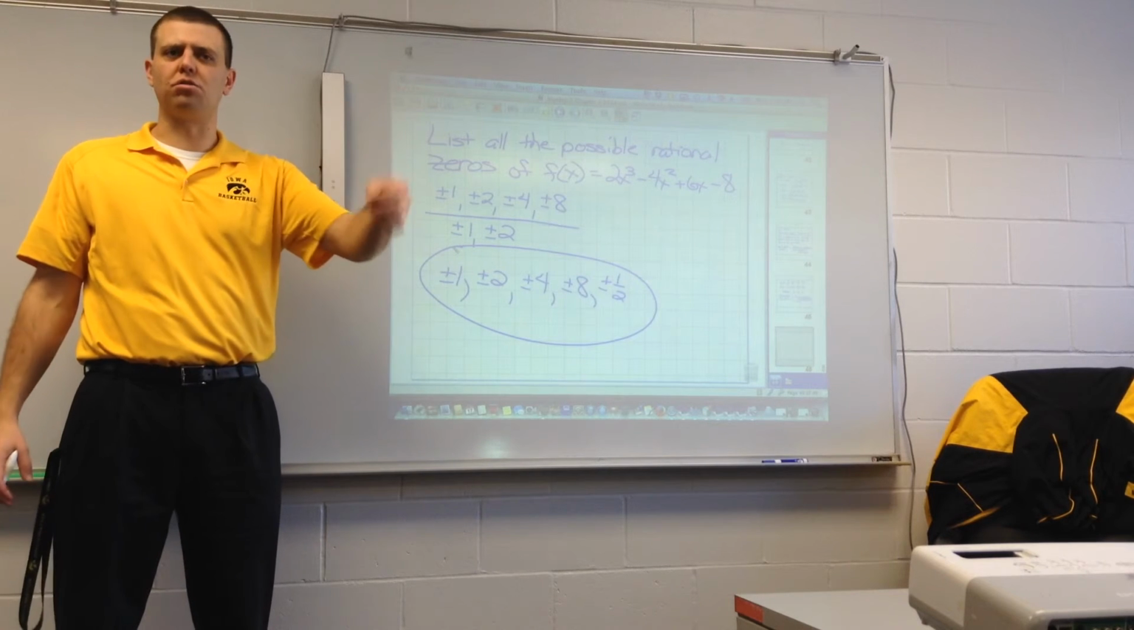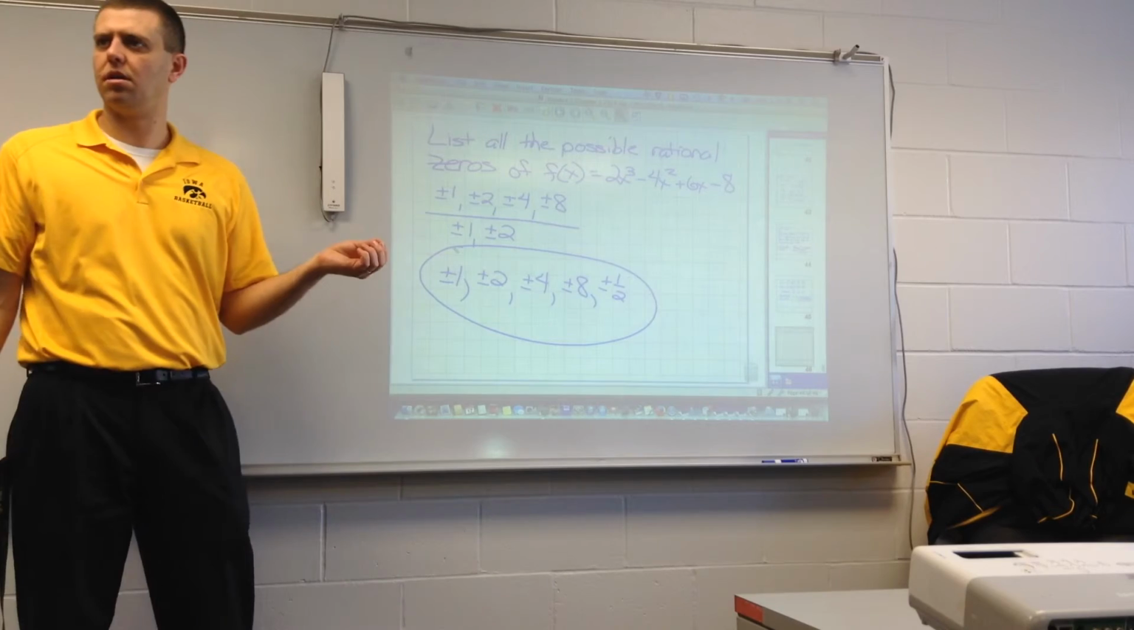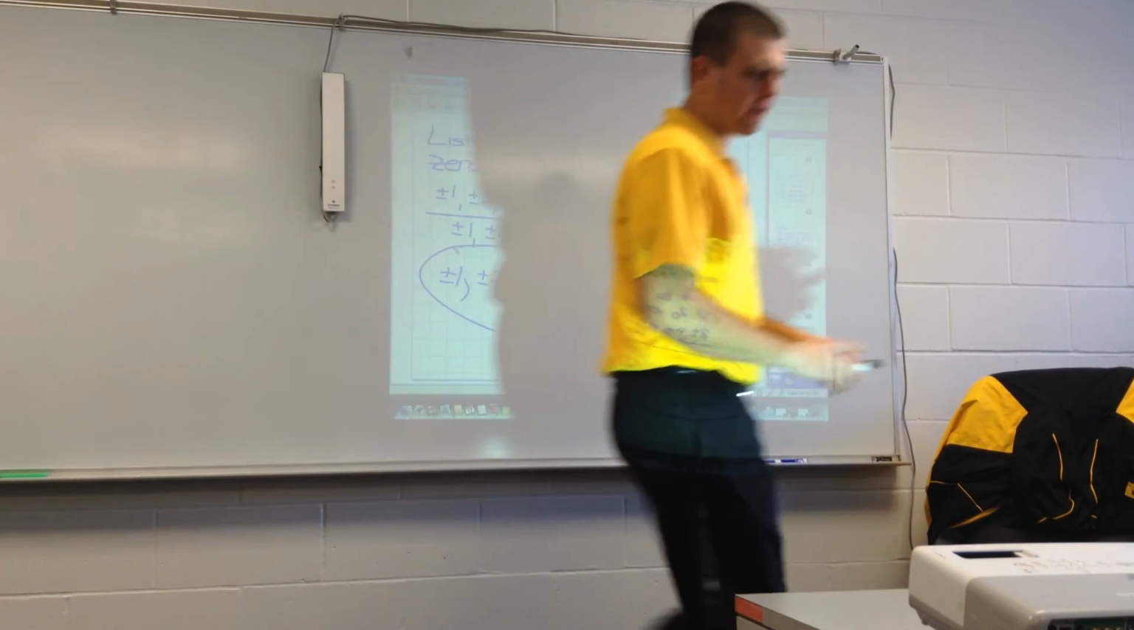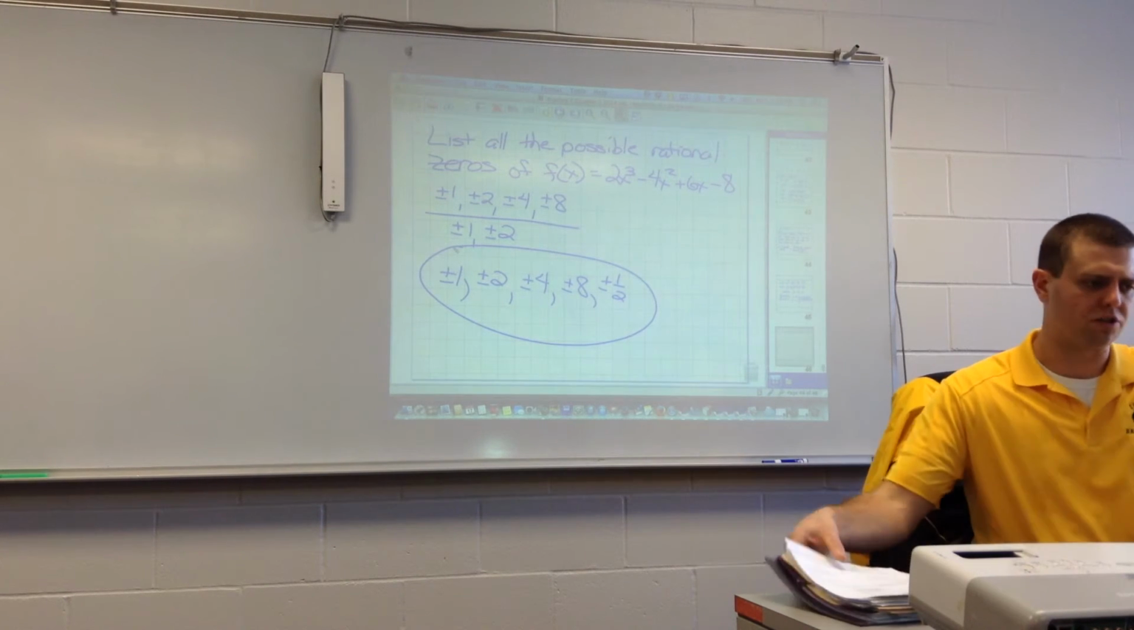Now we're going to use our technology to help us find those zeros. So we're going to use a graphing calculator to see if we can find the zeros of this function.